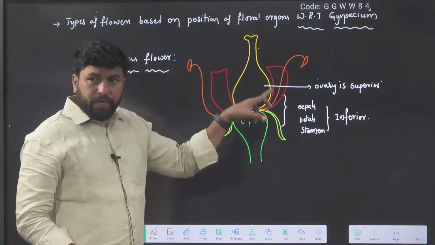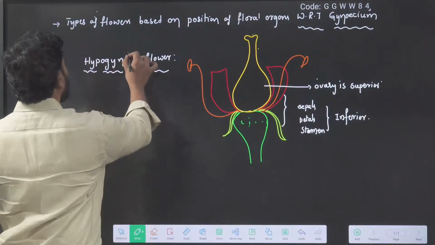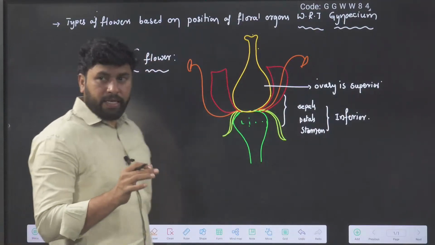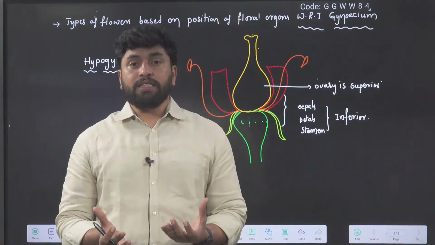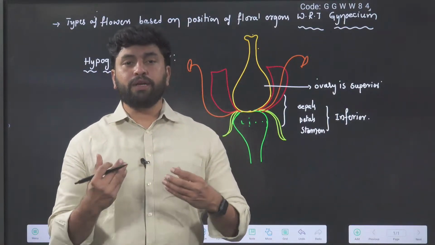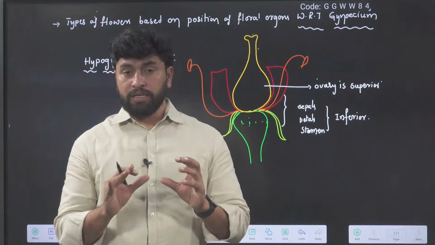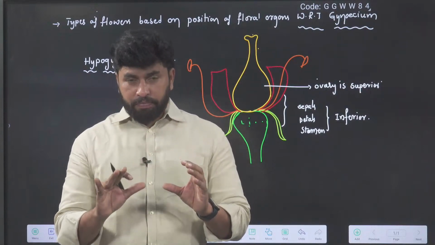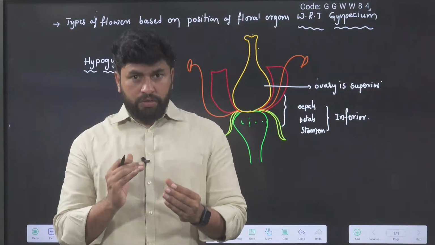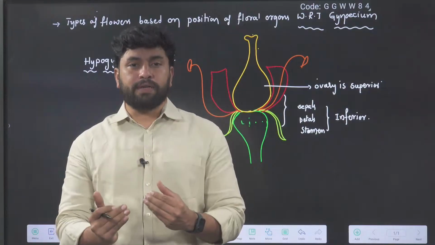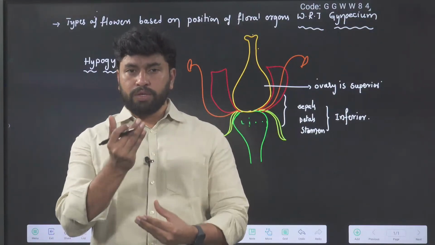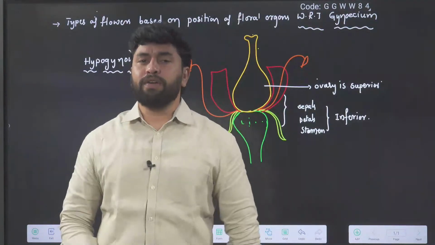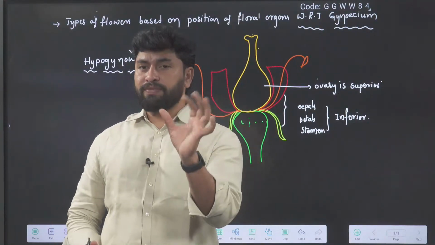Overall, this flower we call a hypogynous flower. A hypogynous flower is a flower in which floral organs are located below the gynoecium. I am talking with respect to ovary position, where the floral organs are present. That's why if floral organs are present below the gynoecium, I will call that flower a hypogynous flower.